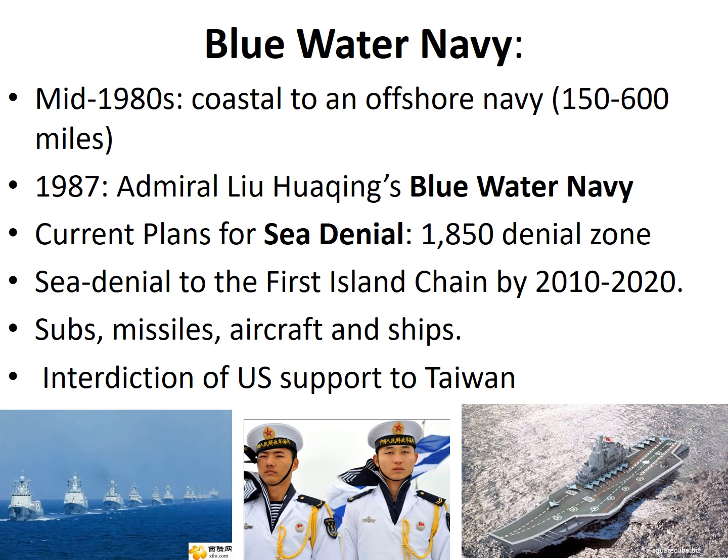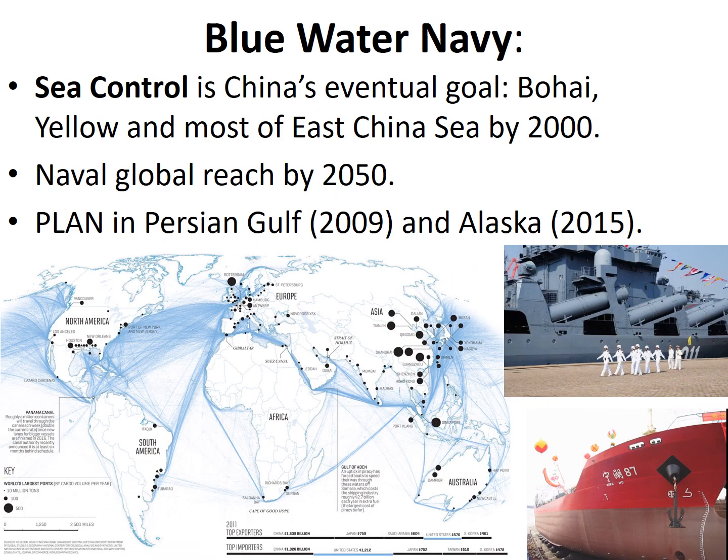It'll have to then create the infrastructure to import food and fuel terrestrially, which is not easily done, even with railroad connections and pipelines to Russia. So sea control is China's eventual goal, including the Bohai, the Yellow Sea, and most of the East China Sea by 2000. This was achieved. And to achieve naval global reach by 2050.